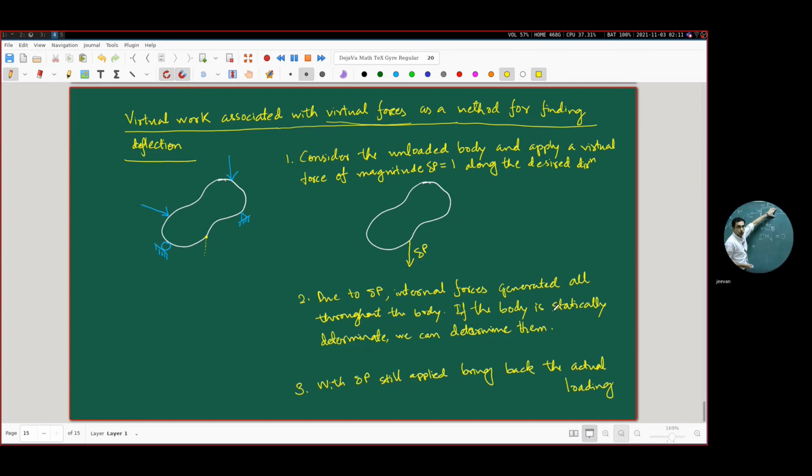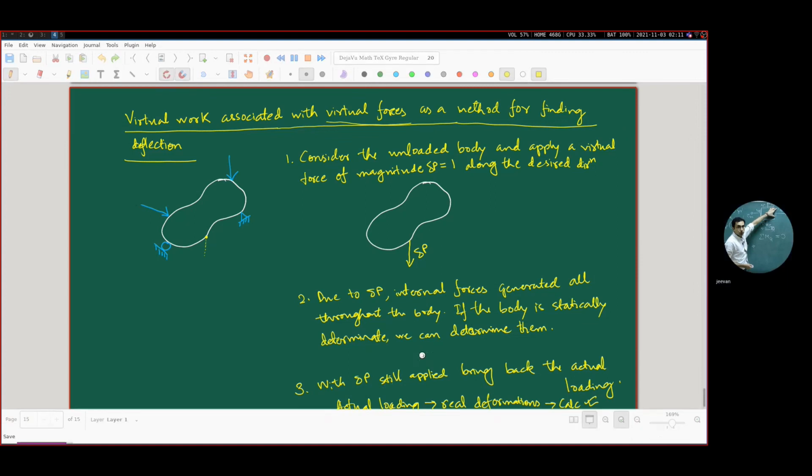Now this actual loading will lead to certain deformations. This actual loading will lead to some real deformations. You calculate all these real deformations due to this actual loading.